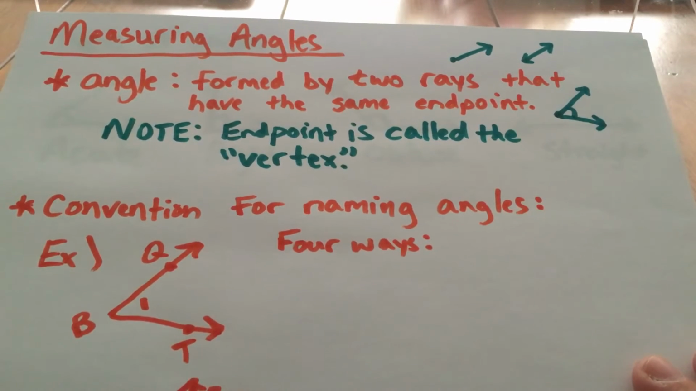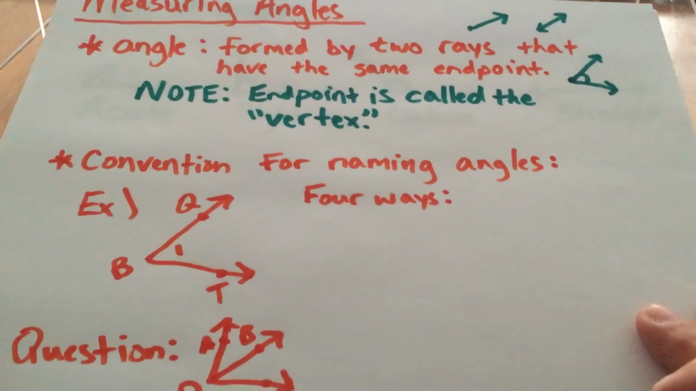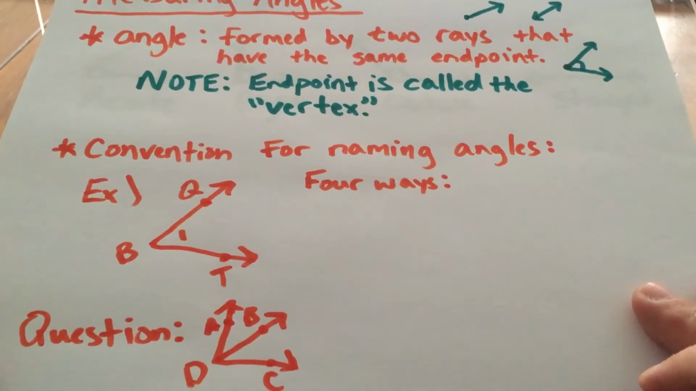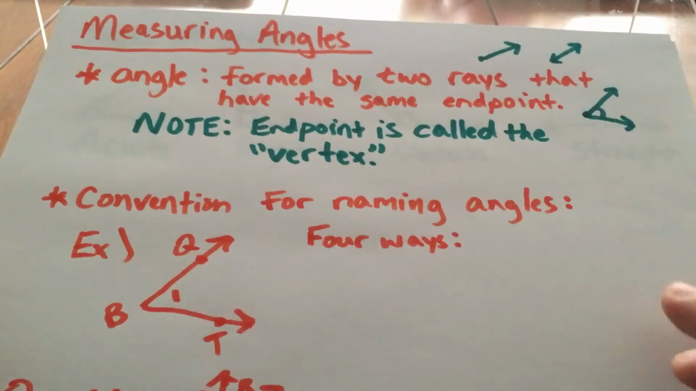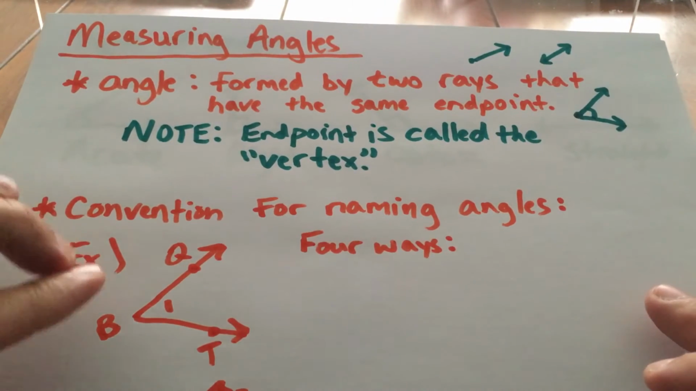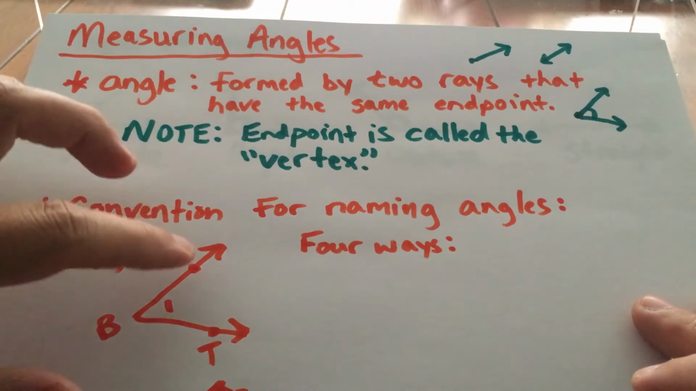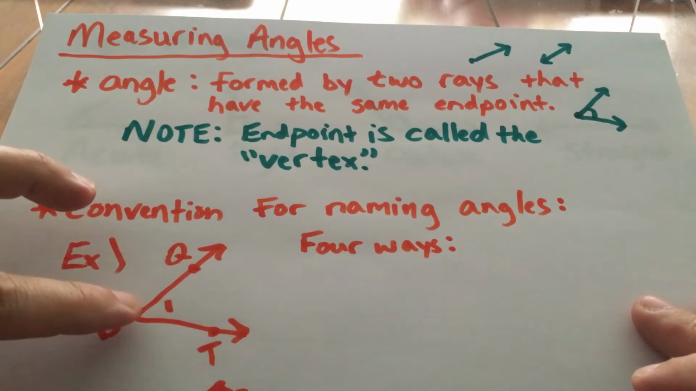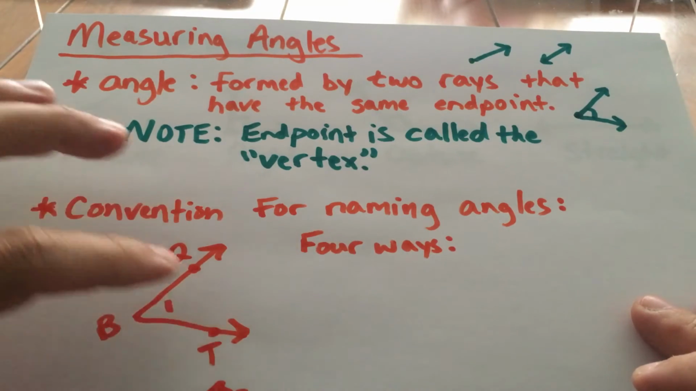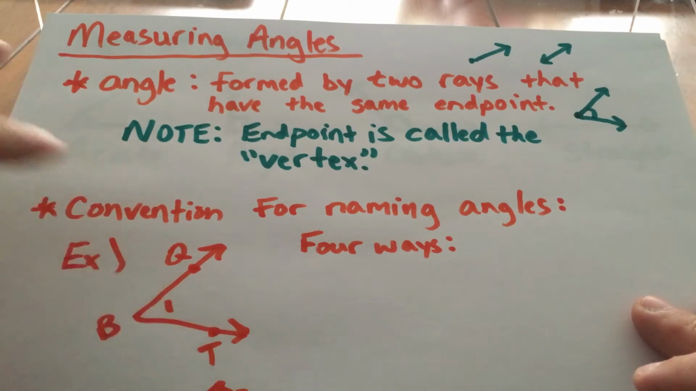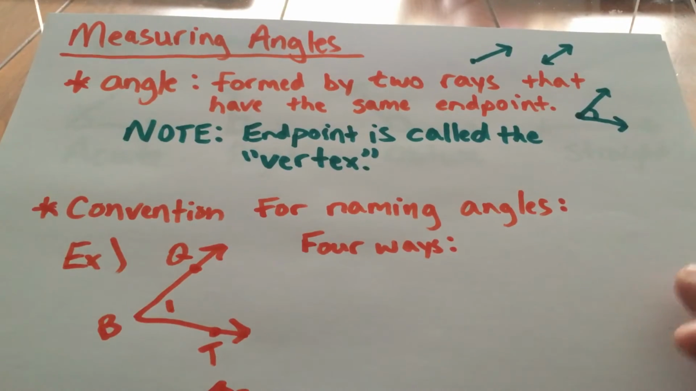All right, so now we know what an angle is. We have a convention for naming angles. So if we look at my little example right here, I've got this angle. I've got points on this angle labeled Q, B is the vertex, and then T, and then the little 1 in between there.